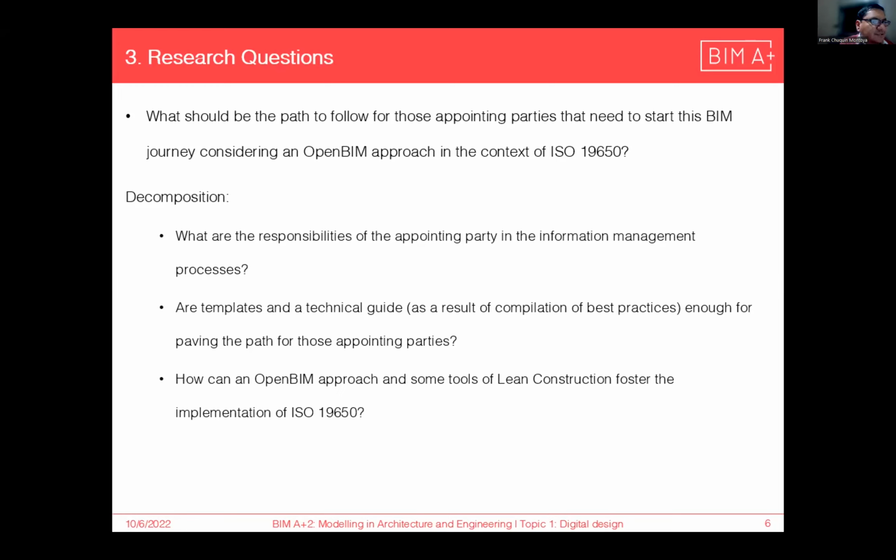What are the responsibilities of the appointing party in the information management process? The second one: are templates and a technical guide enough for paving the path for those appointing parties? And the last one: how can an OpenBIM approach and some tools of lean construction foster the implementation of ISO 19650?